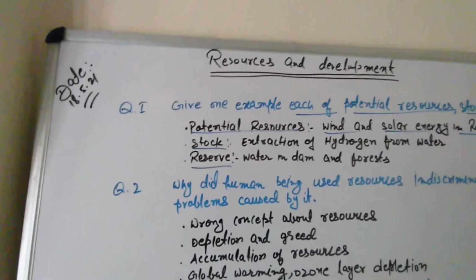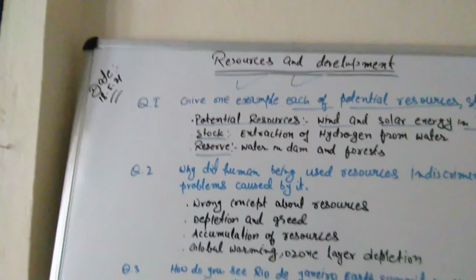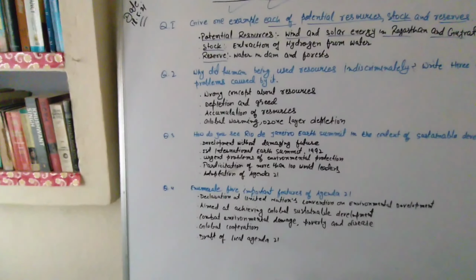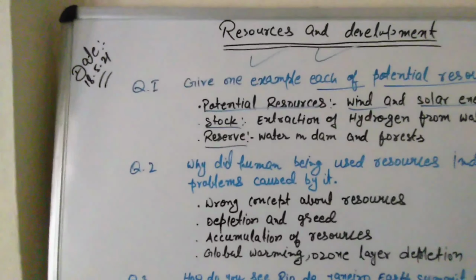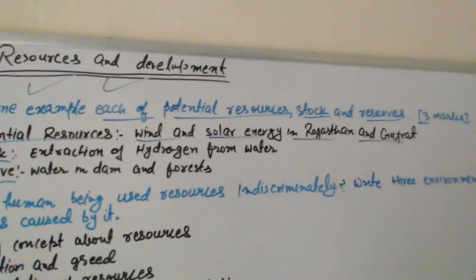Dear students, today I am going to restart the chapter Resources and Development. And as usual, there are four very important questions that I am going to describe and discuss with you. So the first question is: give one example each of potential resources, stock and reserves.